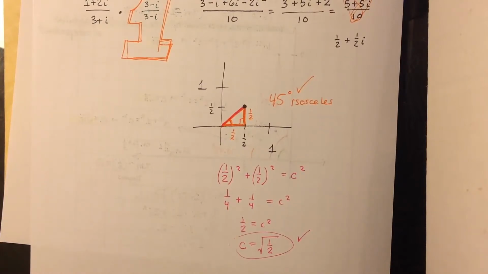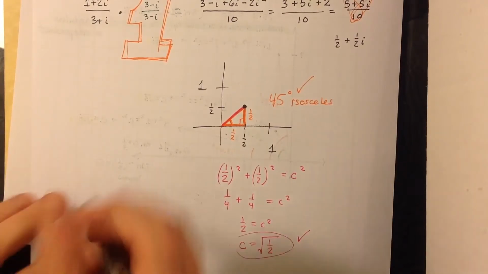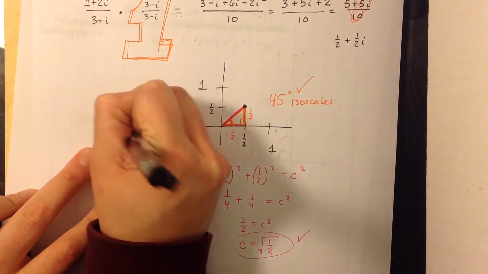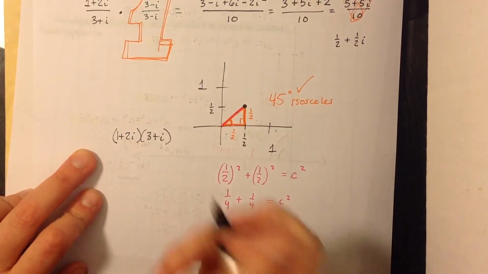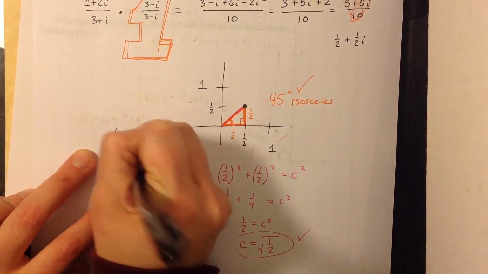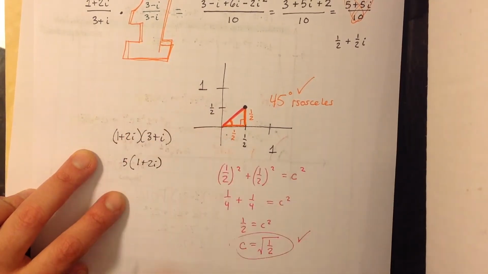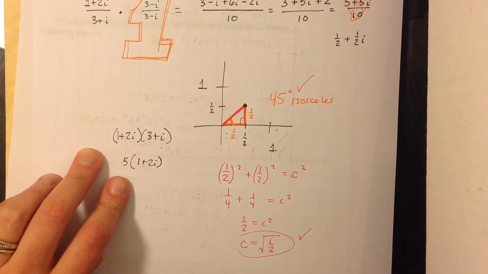Hooray! So we have now done all of the regular operations with imaginary numbers. We can add, subtract, multiply, and divide. Adding and subtracting, just a matter of finding like terms. Multiplying, we know we can distribute as we need to, whether we're doing something as complicated as 1 plus 2i times 3 plus i, or if it's a little bit simpler, if I just have 5 times 1 plus 2i. We just have to distribute. Just follow our distributive property.